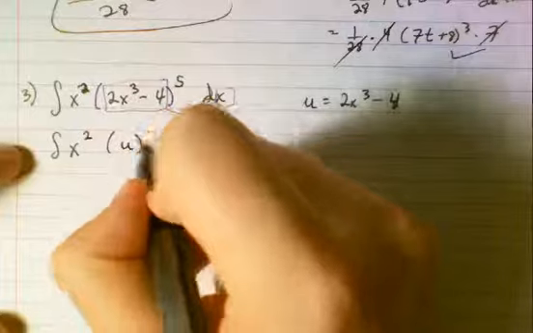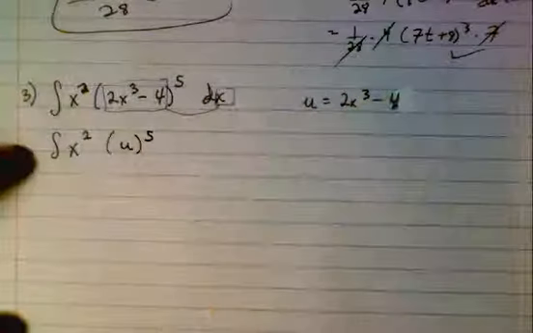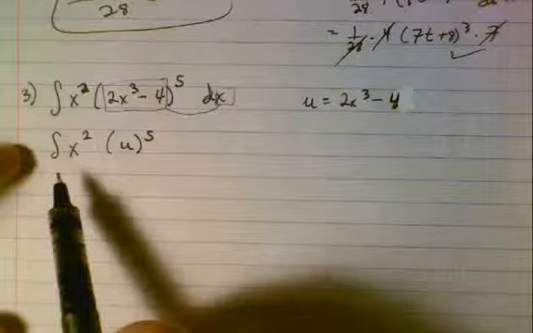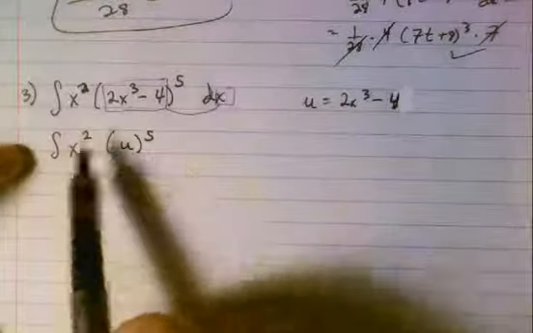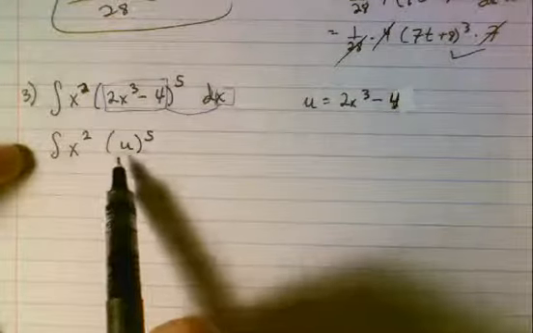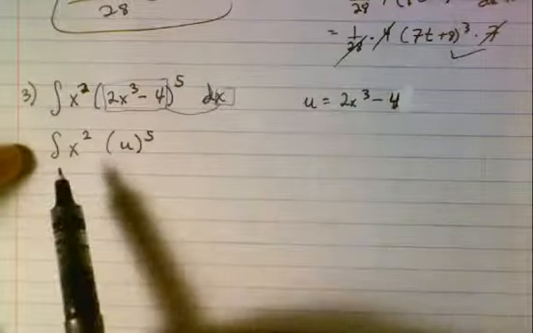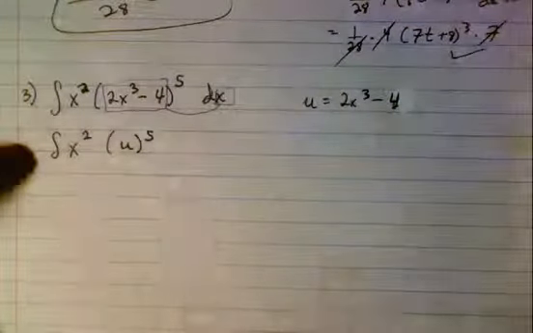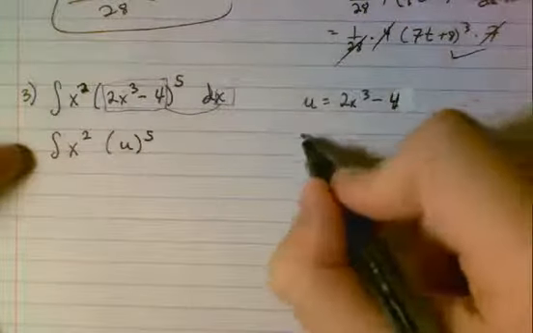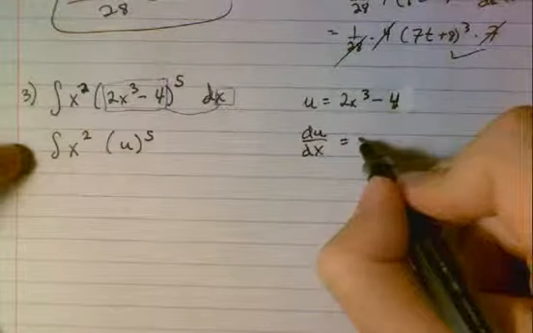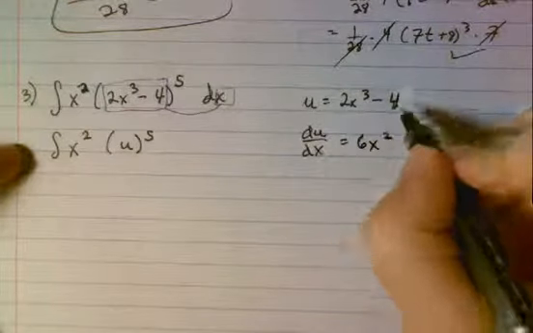This is now u to the fifth, and I'm about to substitute for that. Notice right now we have two variables here. We cannot take the antiderivative until one of these variables is gone. However, once we do this u substitution, we should see one of these go away. That's kind of the point of the u substitution. So the derivative of u with respect to x, we bring down the exponent, so it's 6x squared.